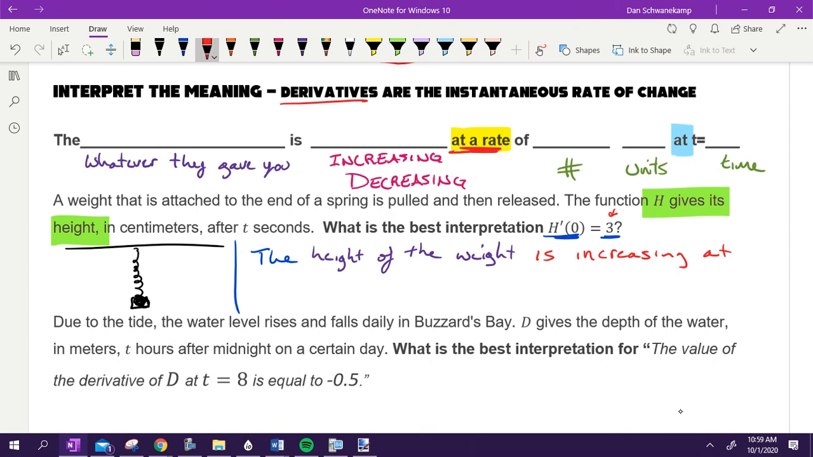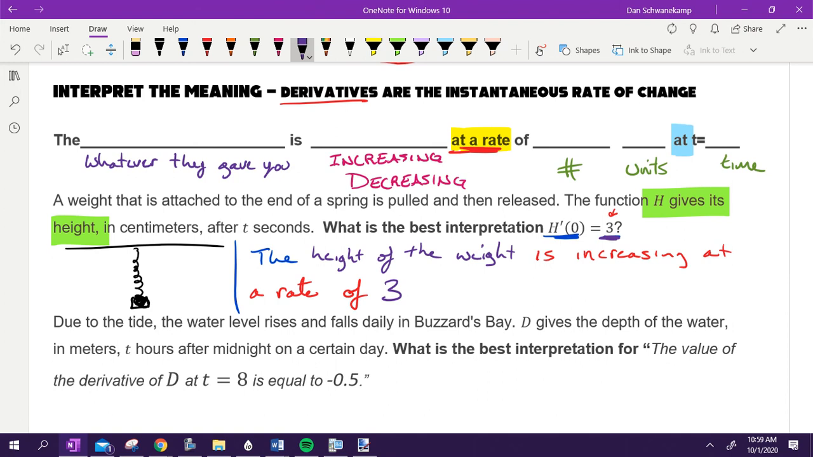at a rate of. Now I'm saying at what rate? What rate is it increasing at here? 3, because it says right there, it's h prime at 0 is equal to 3. At a rate of 3, then I got to include units.